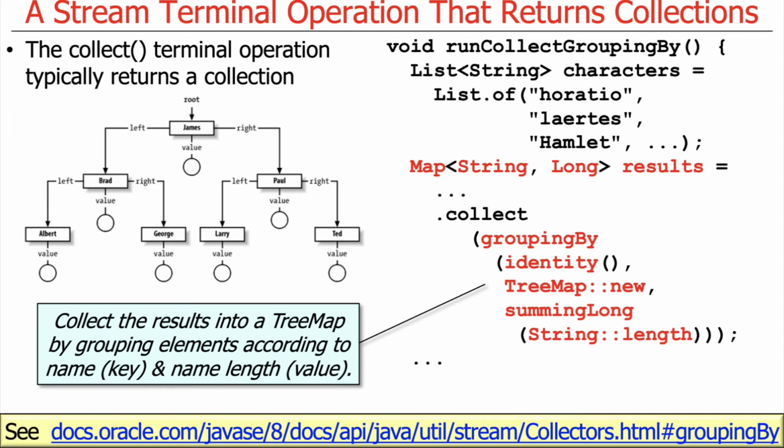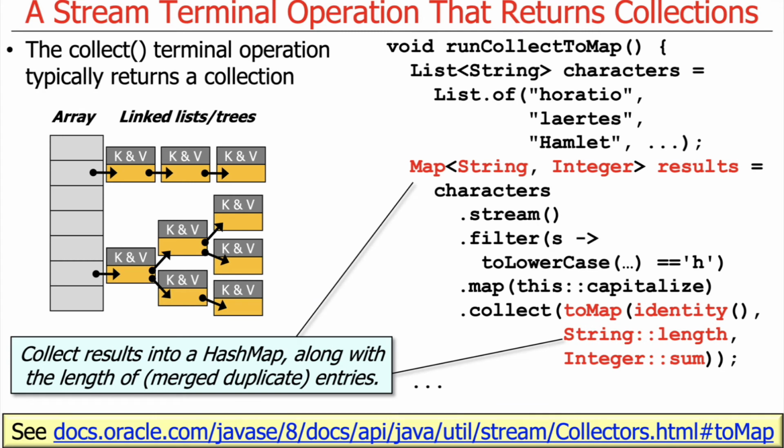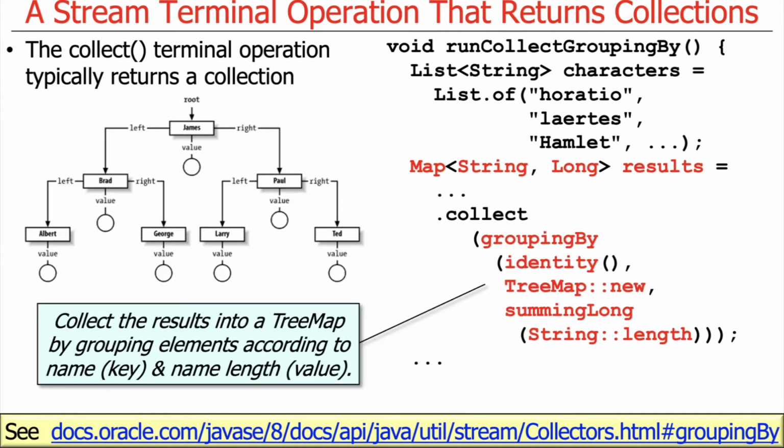You can also specify what kind of map you want. If you use toMap, it just uses a hash map. But if you want to use a more clever collector factory method, you can use groupingBy, and groupingBy will let you define what kind of map you want. So in this case, we're putting in TreeMap.